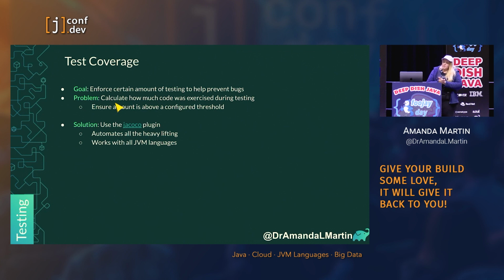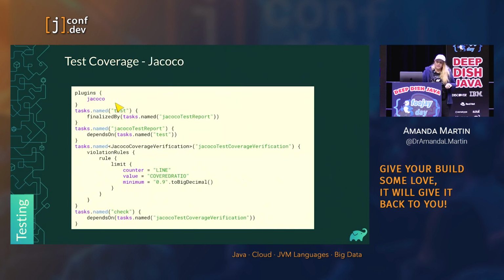So we have the Jacoco plugin, which is really nice because it will tell you how many lines of code are actually tested. And it will fail your build based on that number of lines. In this case, we are, of course, applying the Jacoco plugin. And then we have the Jacoco test coverage verification task. What this task does is it essentially counts how many lines of code are covered. And if it's not 90% of lines coverage, then it's going to fail that build with this task.